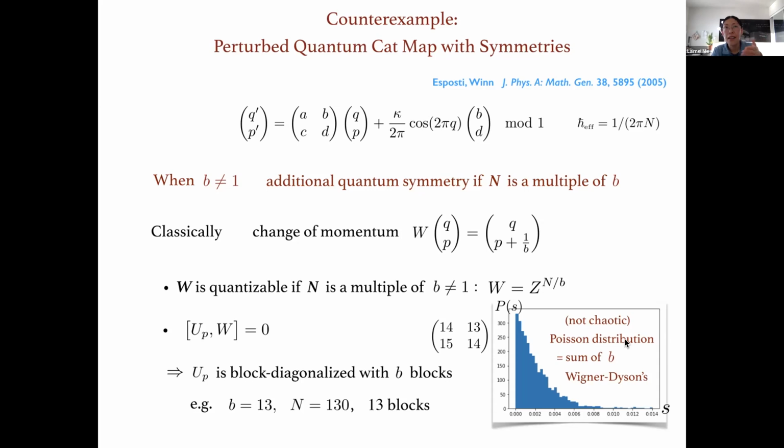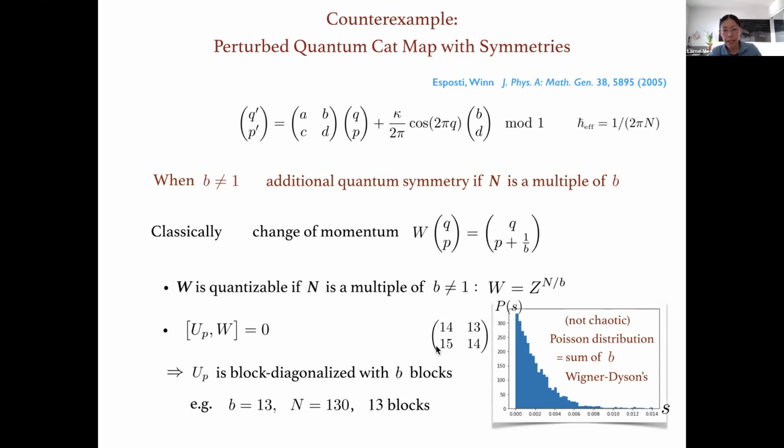And that's agreeing with our intuition, because you have symmetry. If you look at the entire 130 by 130 matrix, it has symmetry. Once you have symmetry, you cannot be fully chaotic. And the more symmetries you have, the more integrable your system will become. So it makes sense that if you have just one symmetry, your level statistics will become Poisson. It will not be Wigner-Dyson anymore.